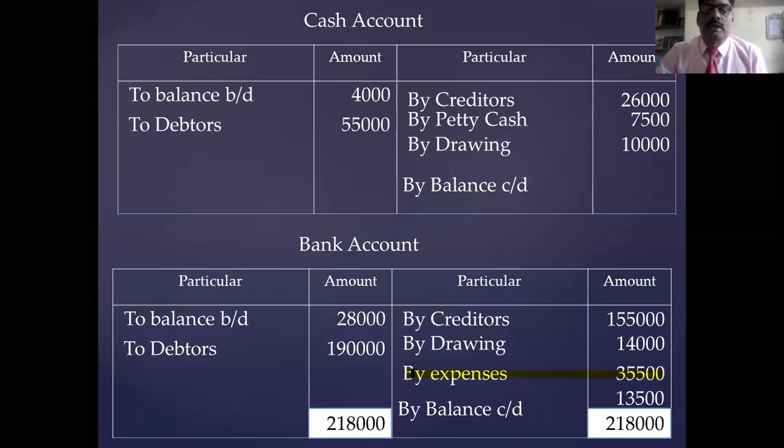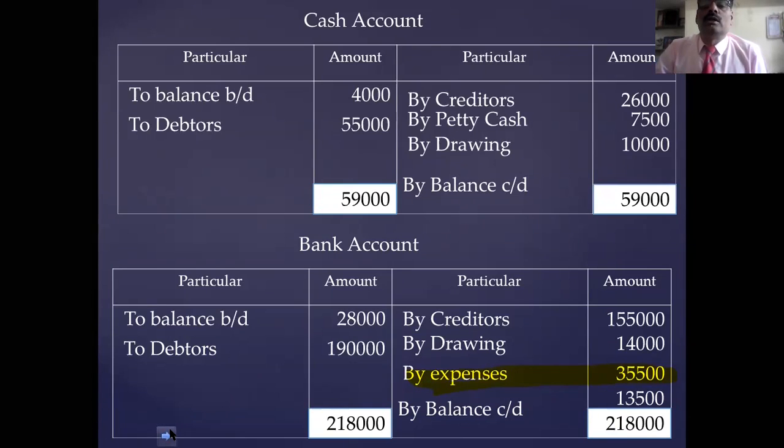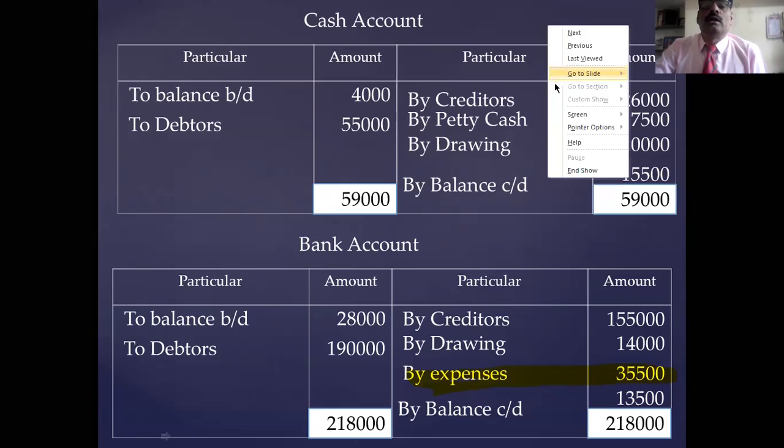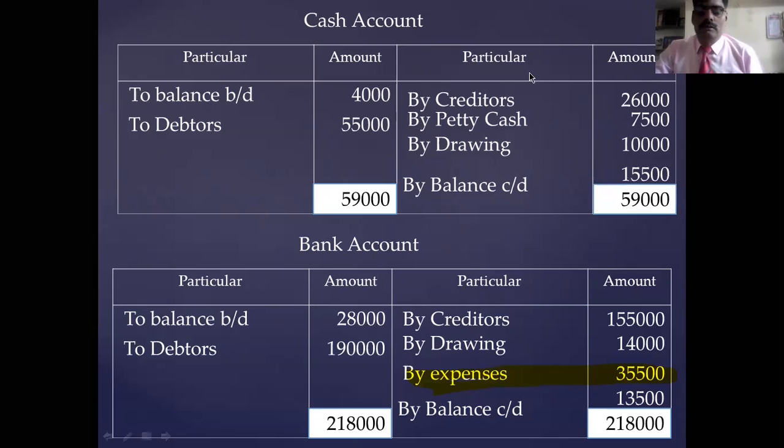This expense is taken from the P&L account. Reverse order. Now you close the cash account. Cash account total is 59,000 and balance is 15,500. Clear? It is closed. Then you take the next, the statement of affairs.